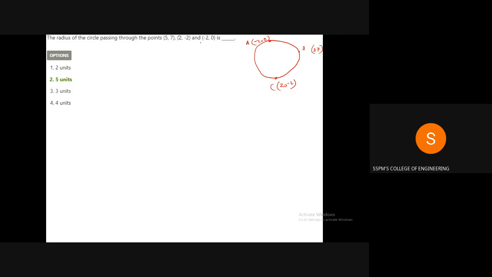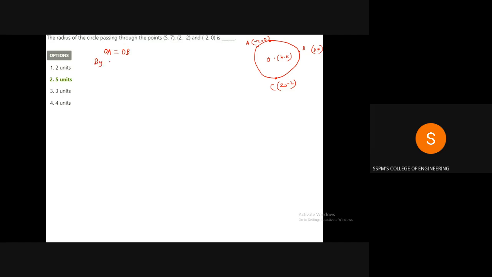Now what can we write? Suppose H, K be the center. H comma K is the center. So what can we write here? For first, suppose A, and suppose center is O. So OA is the radius. It must be equal to OB because OB is also the radius. So OA is equal to OB.